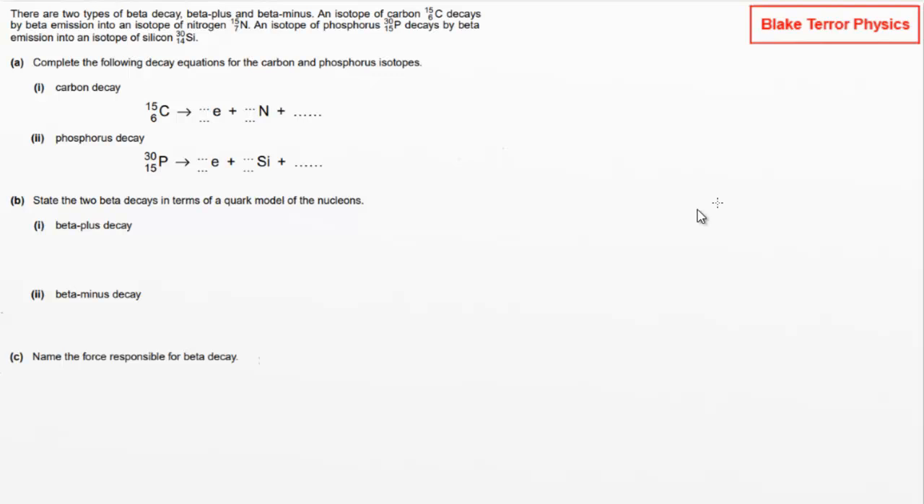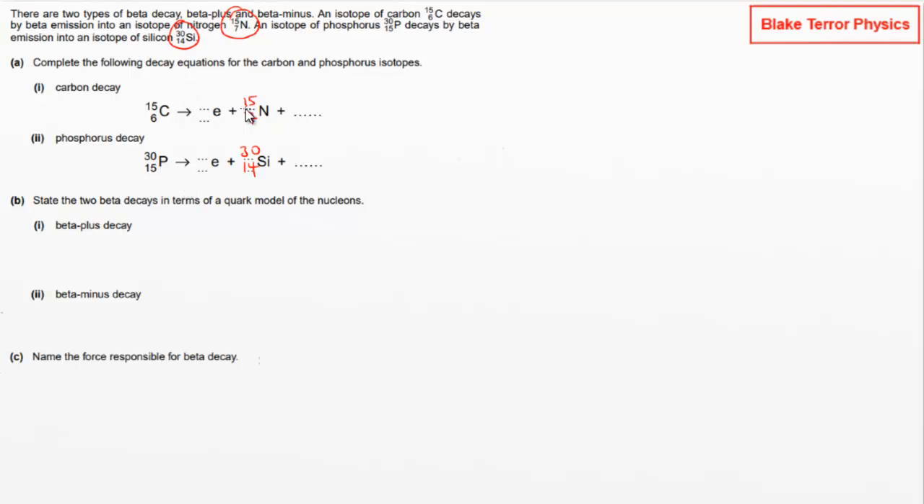Right, on to the last one. There are two types of beta decay, beta plus and beta minus. An isotope of carbon decays by beta emission into nitrogen. An isotope of phosphorus decays by beta emission into silicon. So complete these decay equations. Well, they've given us some numbers already here. So this carbon is going to 15.7. They've already given us that in the question. So let's put that in, and let's put the silicon in on the one below. So 30 and 14. So we've got those in.